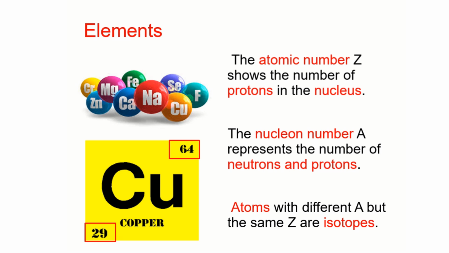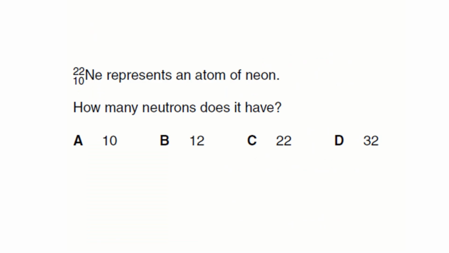Let's finish off by doing a quick question. Let's imagine we have this question. Here we have a symbol which says 22/10 neon, an atom of neon. And what we want to know is how many neutrons does it have? Okay, why don't you pause the video at this stage, have a go at the question, and then press play when you're ready to answer.